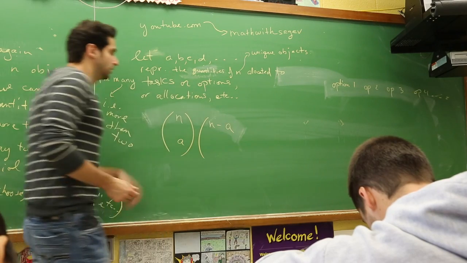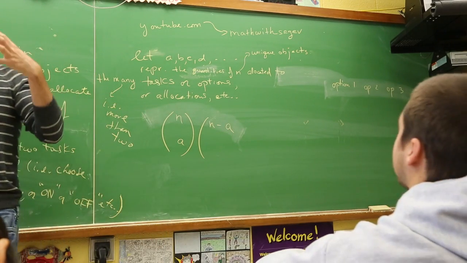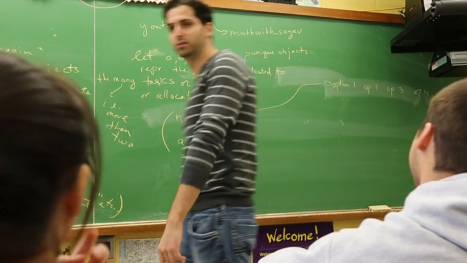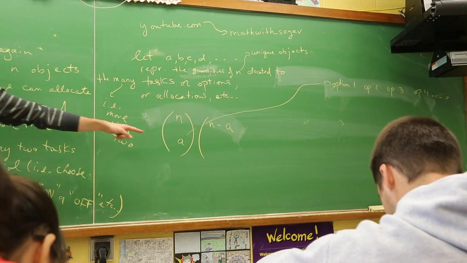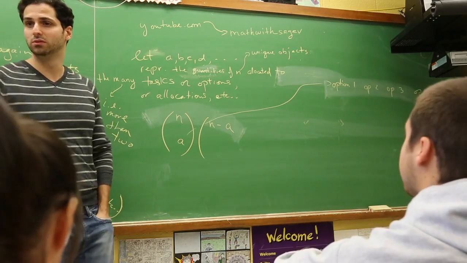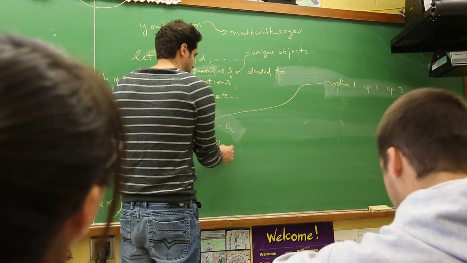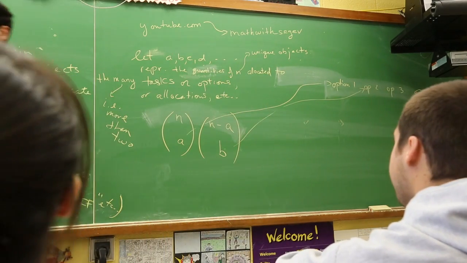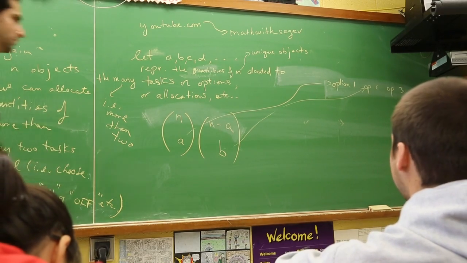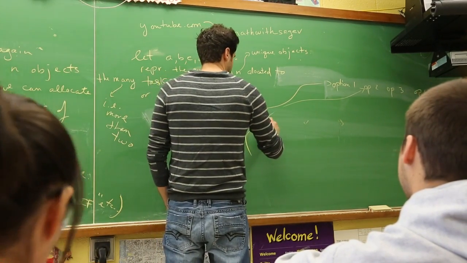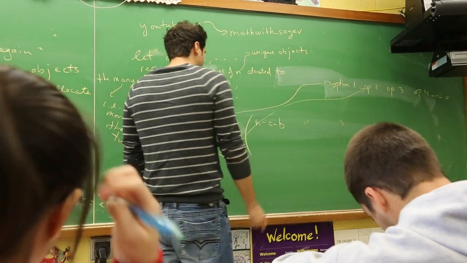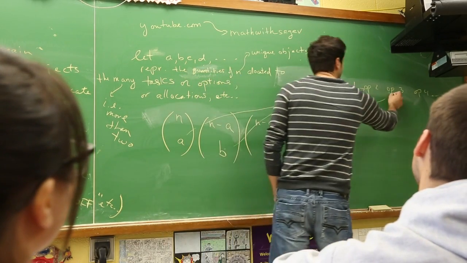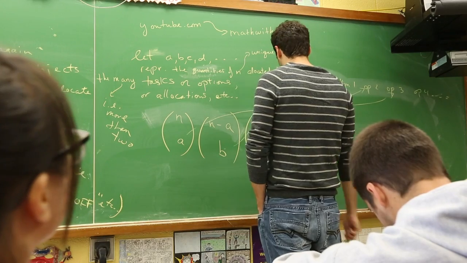So this was the total quantity of objects you started with. You took A of them and you dumped them to option 1. Now there are N minus A left, and you're going to take B of them and dump them to option 2. Maybe that means painting them green. Now how many objects do you have left? N minus A minus B. And you're going to take C of them and paint them whatever, pink. And so on and so forth.